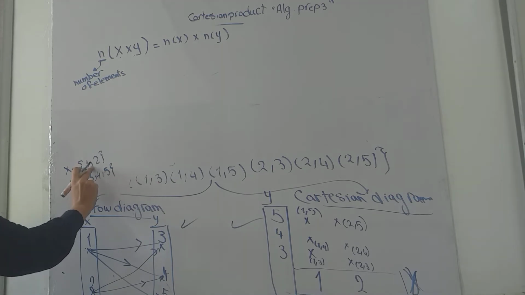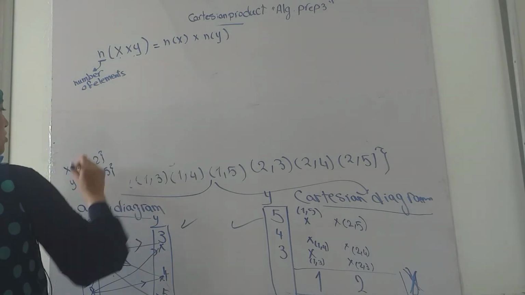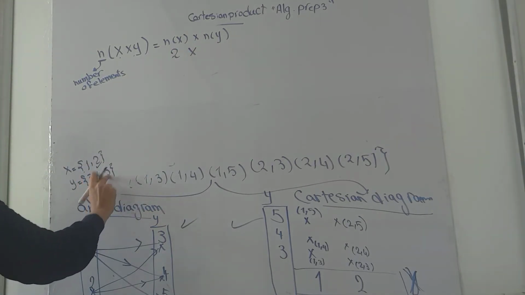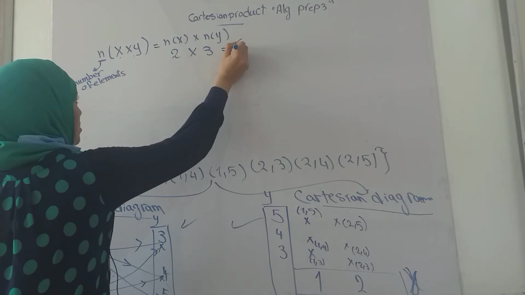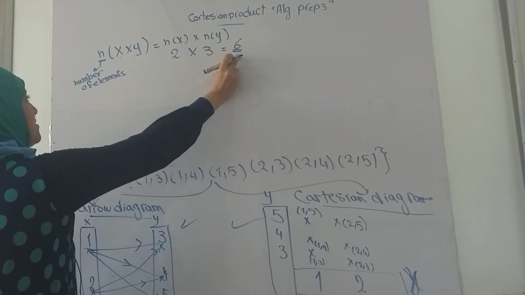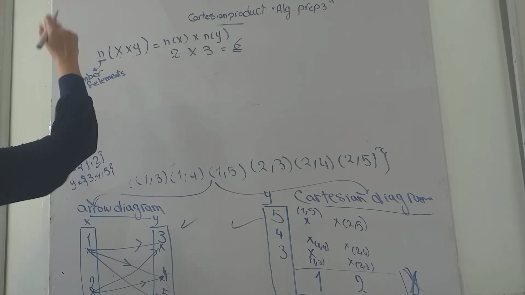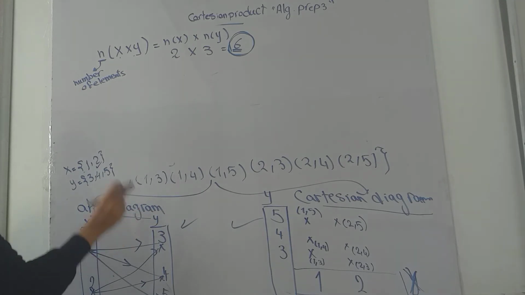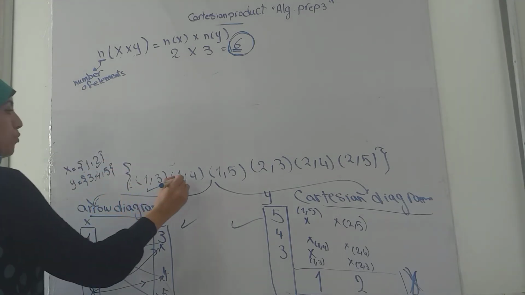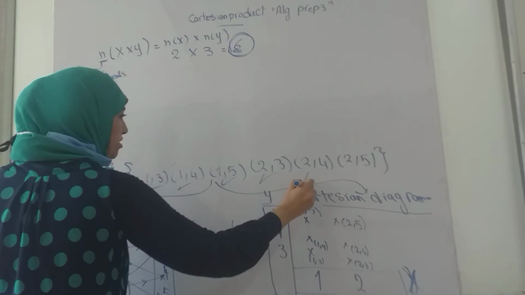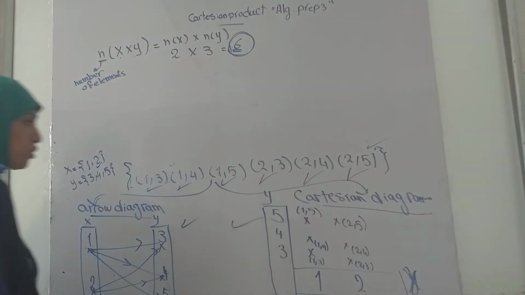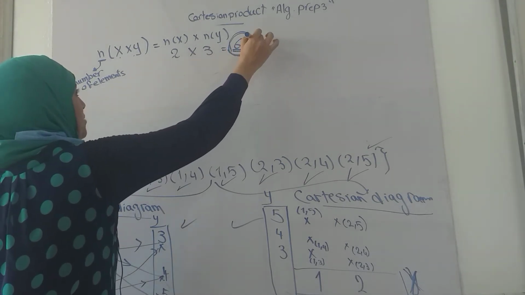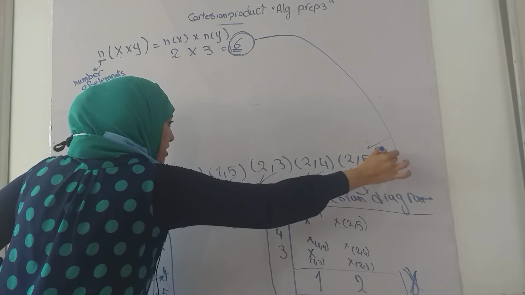What is the number of elements in x? 1, 2, so 2 elements. What is the number of elements in y? 1, 2, 3, so 3 elements. 2 times 3 equals 6. What does 6 mean? The number of elements of the Cartesian product is 6 ordered pairs. Let's count: 1, 2, 3, 4, 5, 6. Yes, it's true. So this rule can make me sure that my answer is true.